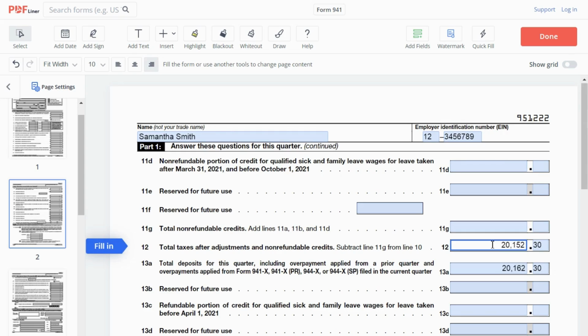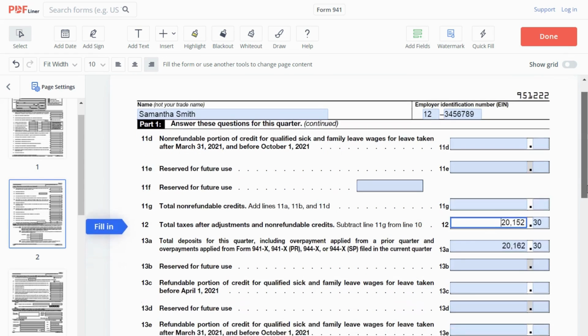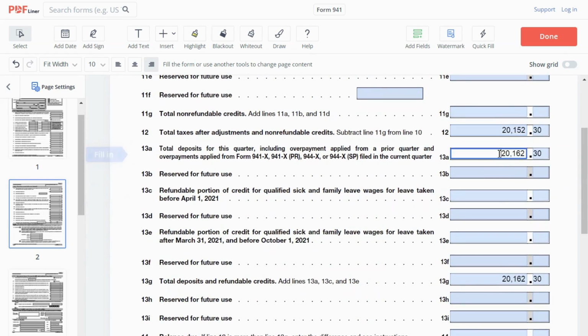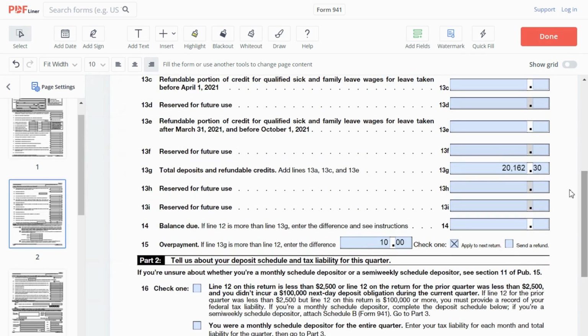Subtract your total credits line 11G from your total taxes after adjustments on line 10 and type that amount on line 12. In this case, we simply copy the amount from line 10. On line 13A, you should indicate the amount of taxes you deposited during the quarter. Next, specify if you have a refundable portion of credits on lines 13C and 13E, and calculate the total amount on line 13G. In our case, we just copy the amount from line 13A.